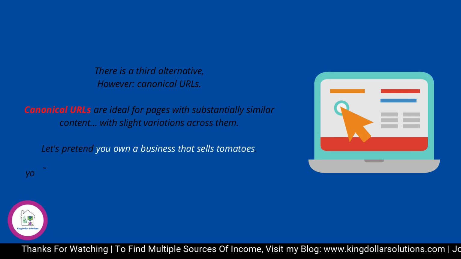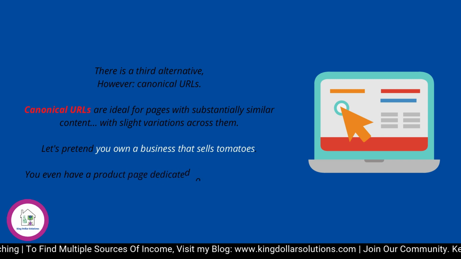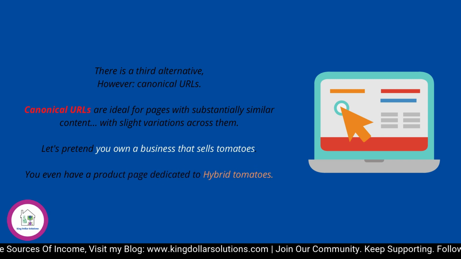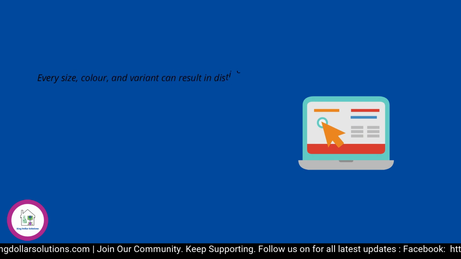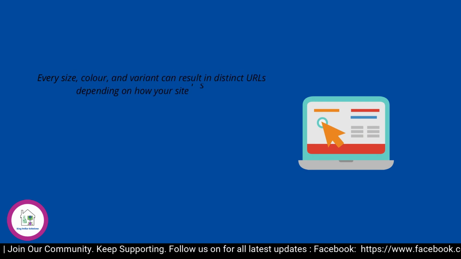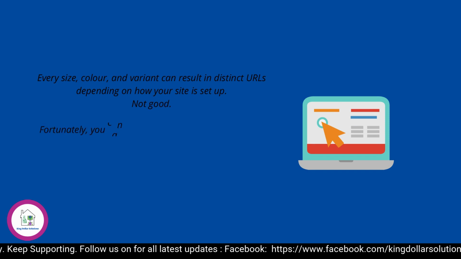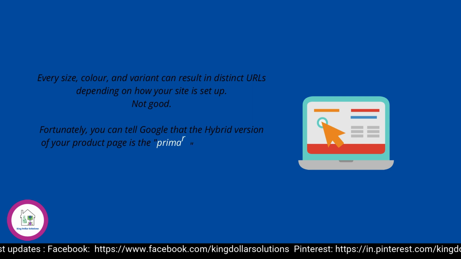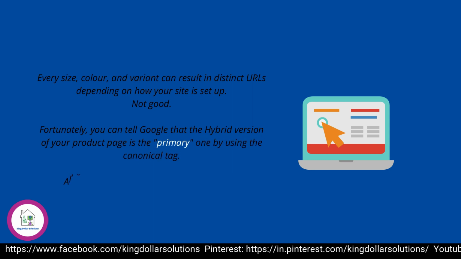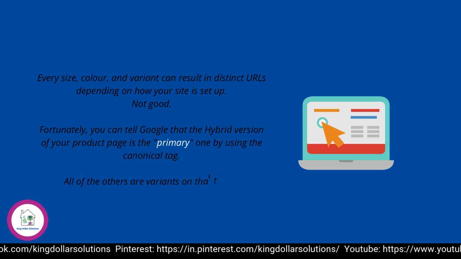Let's pretend you own a business that sells tomatoes. You even have a product page dedicated to hybrid tomatoes. Every size, color, and variant can result in distinct URLs depending on how your site is set up. Not good. Fortunately, you can tell Google that the hybrid version of your product page is the primary one by using the canonical tag. All of the others are variants on that theme.